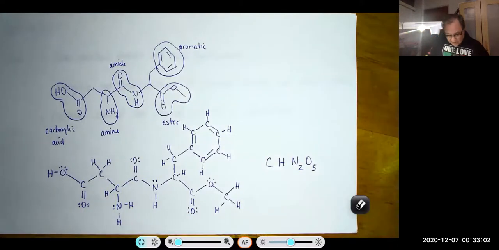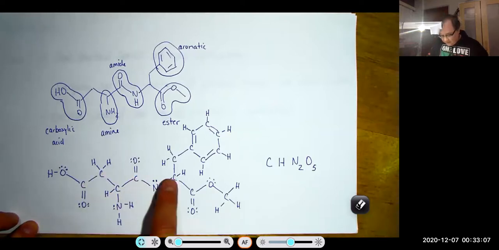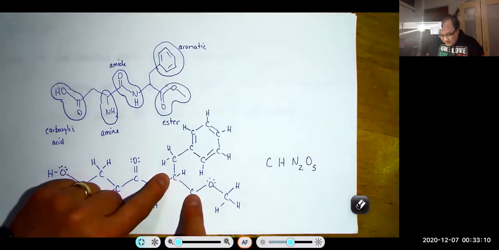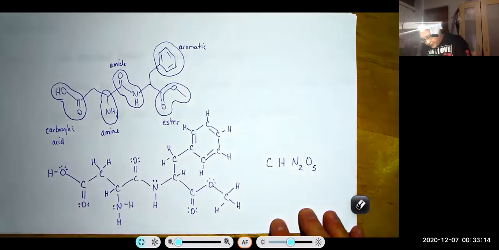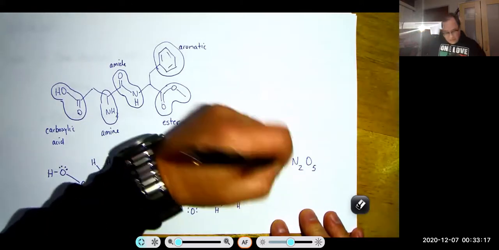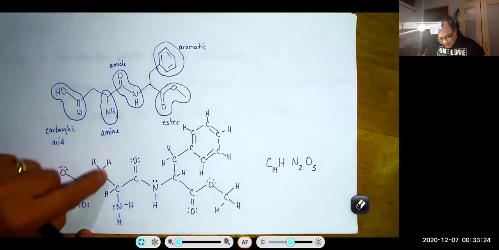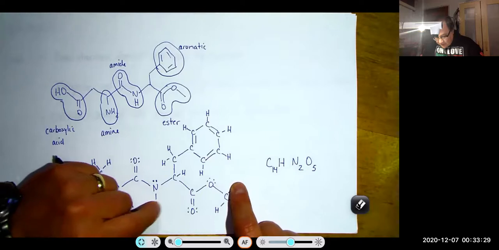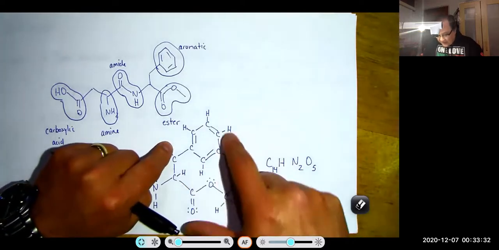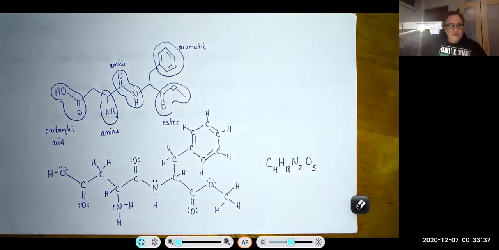Now, how many carbons? Well, let's count them. 1, 2, 3, 4, 5, 6, 7, 8, plus the 6. So what's 8 plus 6? 14? Okay, now hydrogens are clearly going to be the toughest ones to count. 1, 2, 3, 4, 5, 6, 7, 8, 9, 10, 11, 12, 13, 14, 15, 16, 17, 18. And there's the molecular formula.